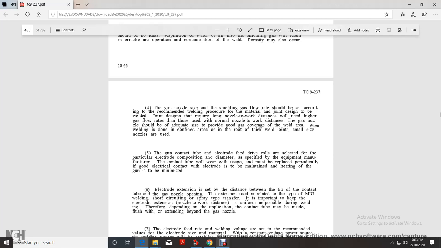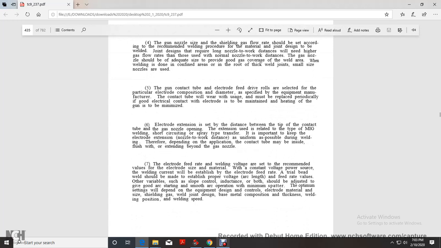The gun contact tube and electrode feed drive rollers are selected for a particular electrode composition and diameter, specified by the equipment manufacturer. The contact tube will wear with usage and must be replaced periodically so that good electrical contact with the electrode is maintained. Heating of the gun is to be minimized.